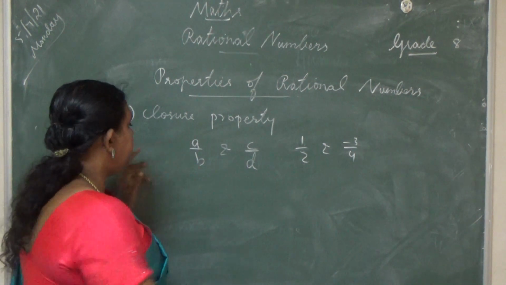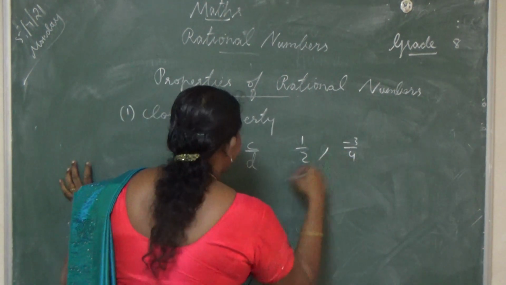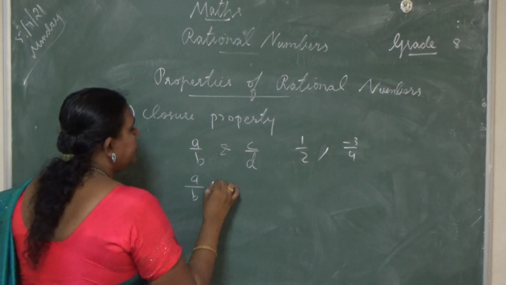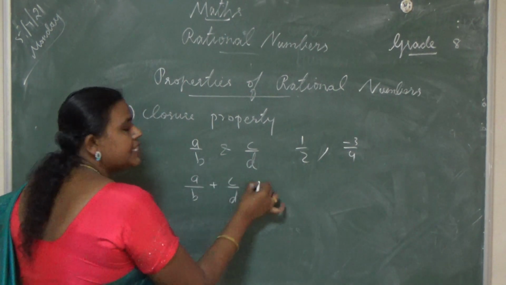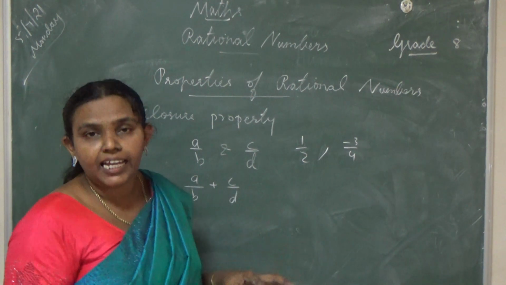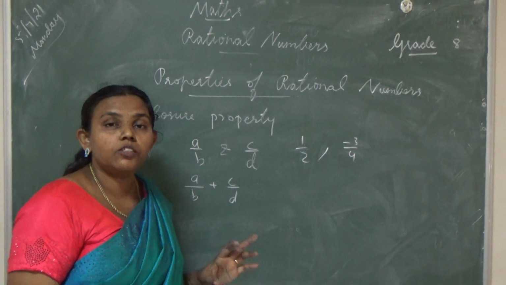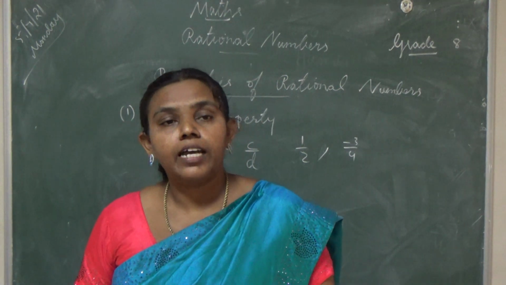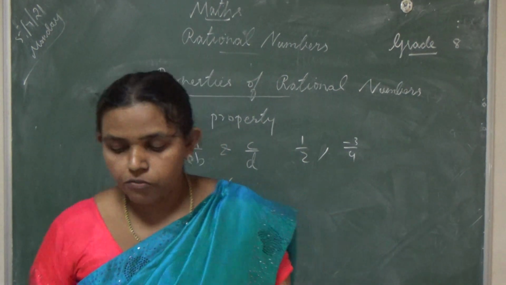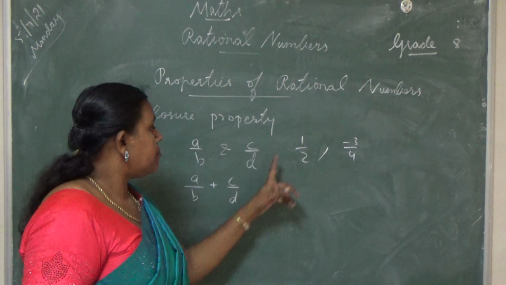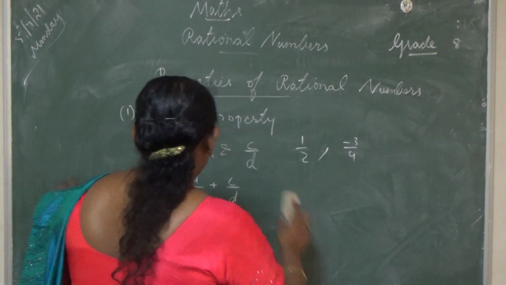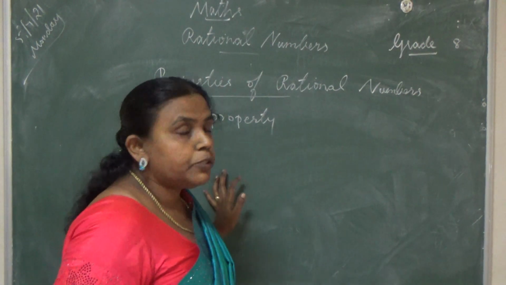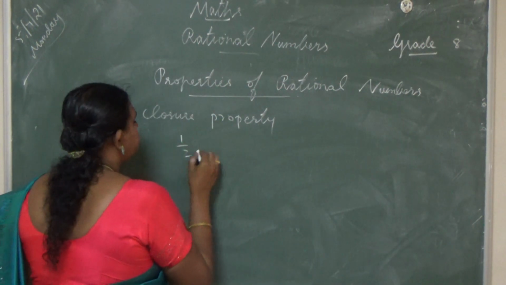Okay. A by B is 1 by 2. We have taken 2 numbers, 1 by 2. We know closure property means A by B plus C by D is also a rational number. Now we are going to prove the rational numbers are closed under addition. So for that we took 2 rational numbers, 1 by 2 and minus 3 by 4. Now we are going to add these 2 rational numbers, 1 by 2 and minus 3 by 4.